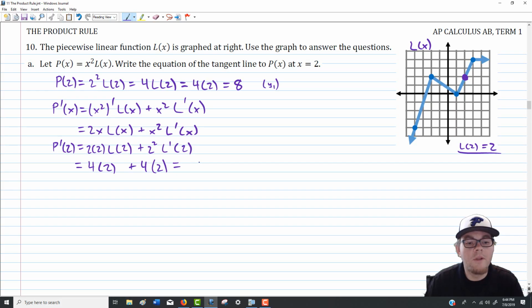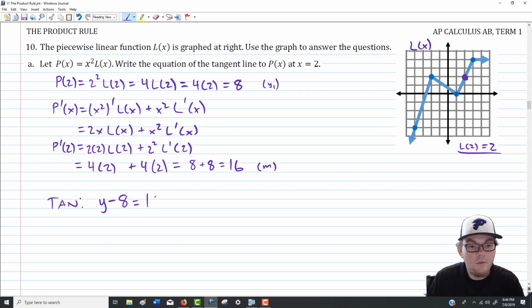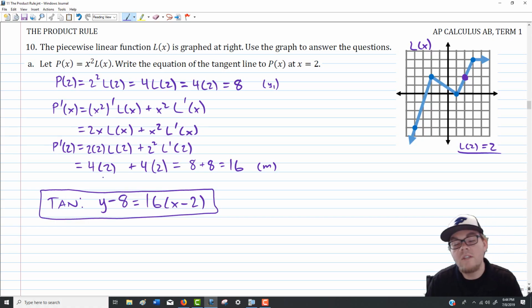So in here we have 4 times 2 plus 4 times 2, which is 8 plus 8, which is 16. That is our slope. To write our tangent line then, y minus y1 equals m times x minus 2. So again, nothing too crazy. Did have to use a little bit of analysis of that piecewise linear function, but otherwise things work out pretty nicely, if I do say so myself.